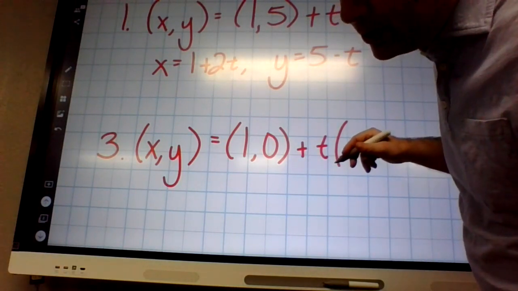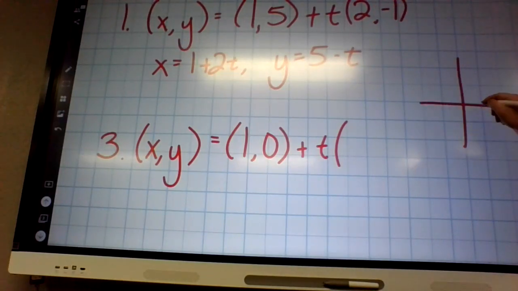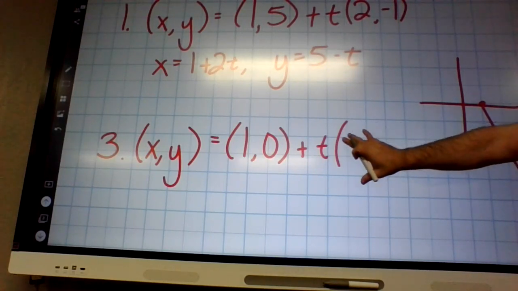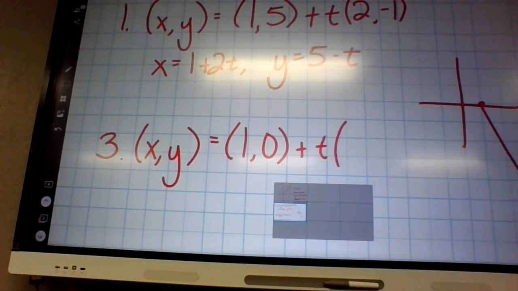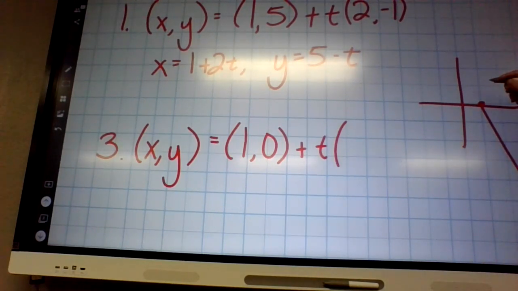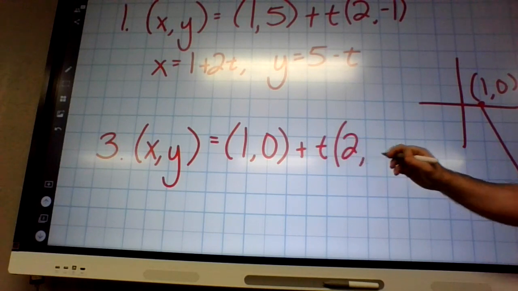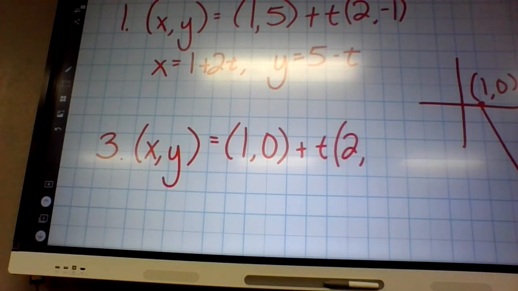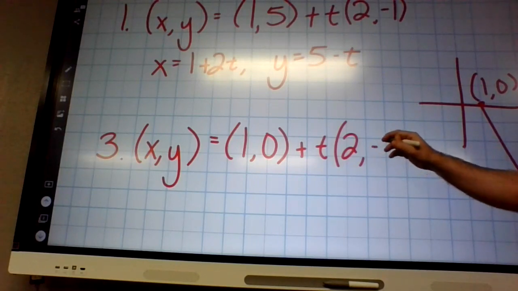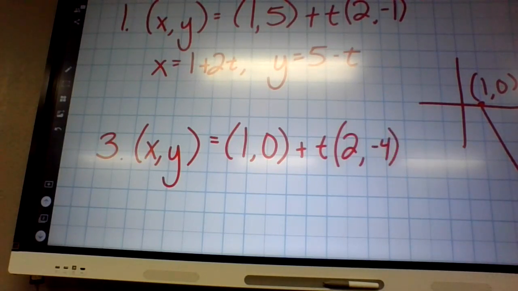If you're going from (1, 0) to (3, -4), do a little sketch. It's going to be along this line, right? So we need the component form of this vector to describe which direction it's moving. What's happening to the x values? 1 to 3, it's going up 2. What's happening to the y values? 0 to -4, it's going down 4. So that vector is <2, -4>.